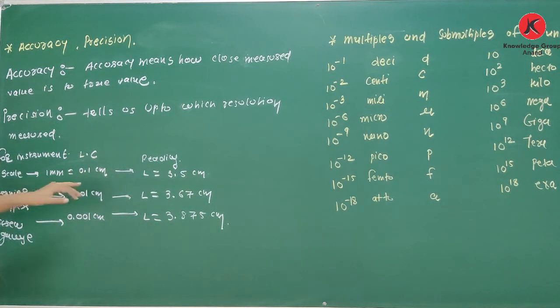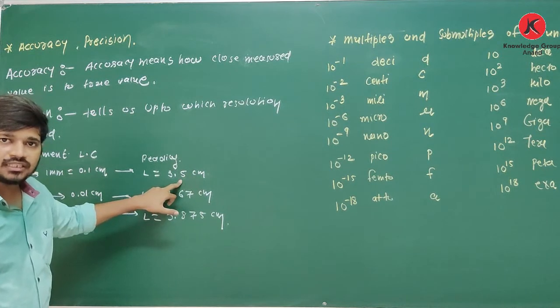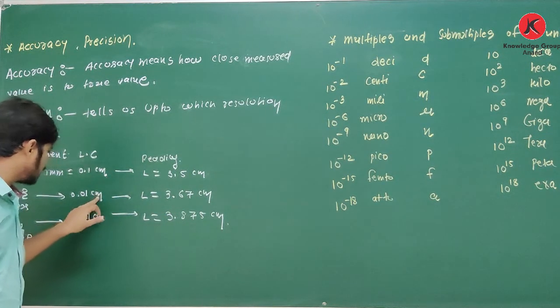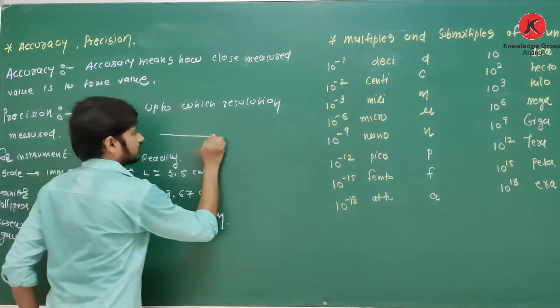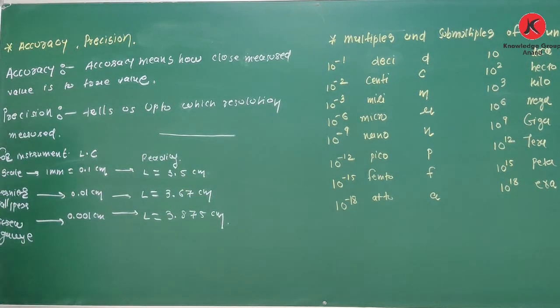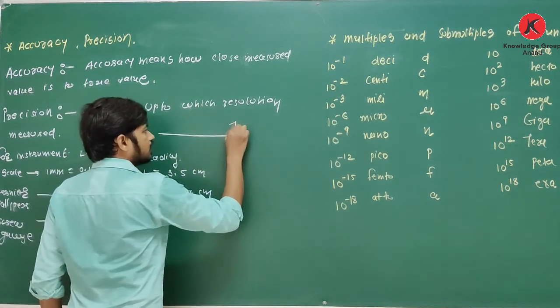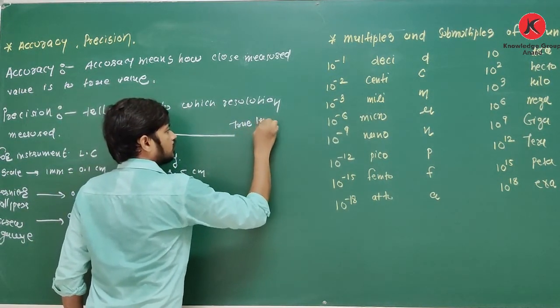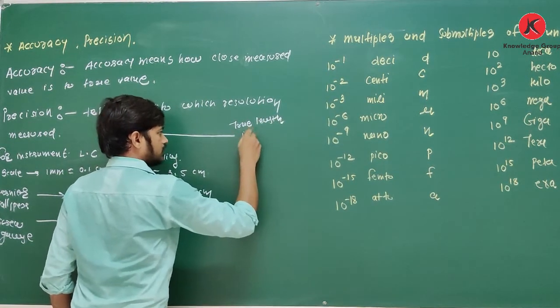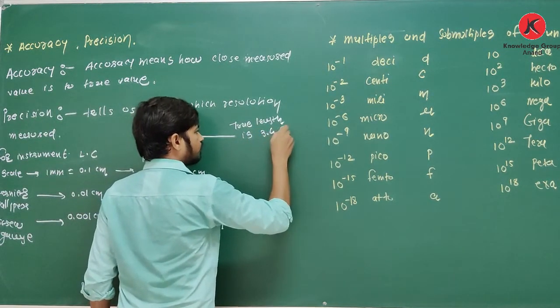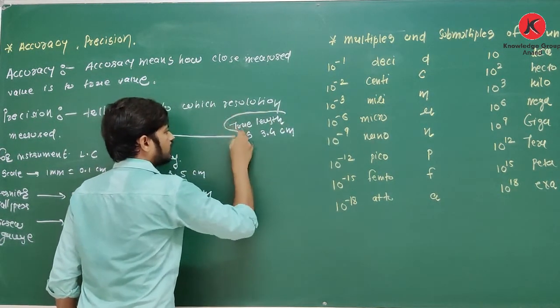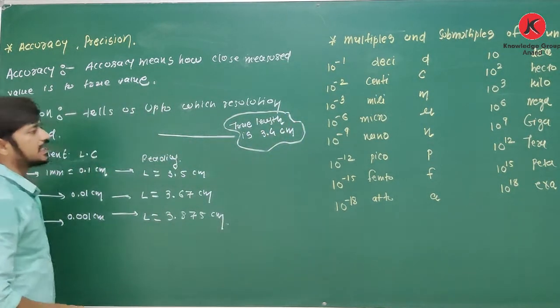So see, the measurement of any quantity depends on its least count. Clear about this? Yes. Here, if I have this length and its true length is 3.4 centimeter.